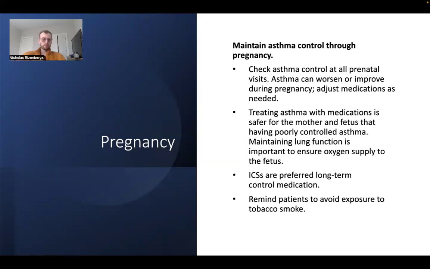ICS, or the inhaled corticosteroid, are preferred long-term controlled medication, and remind patients to avoid exposure to tobacco smoke, as you should really not need that recommendation or reminder, but people do.